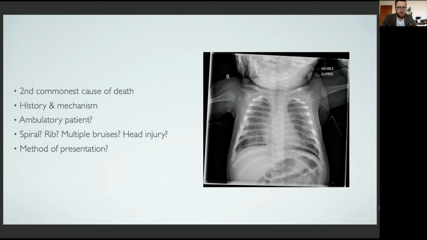How has the child presented? Have they come in with their parent? Has the parent rushed them in urgently, highly concerned, distressed, upset? Could the parent not care less? Do they seem a little bit withdrawn and concerning themselves?